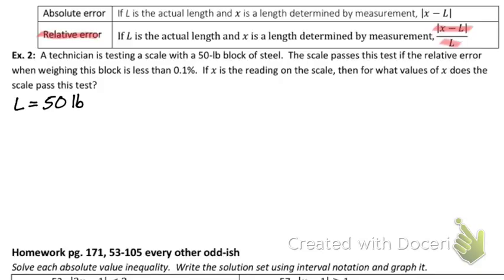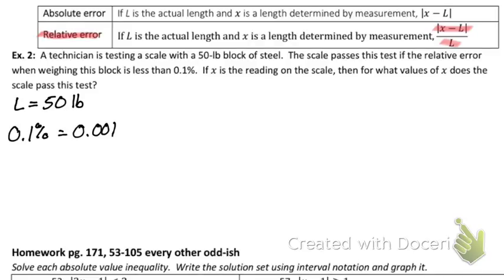0.1%. So picture this. I am weighing this 50-pound block, and as long as it's just a little bit over or a little bit under, my scale passes. If it's too far over or too far under, we throw it away. I don't know what we do with it. It just doesn't pass the test. And that test has to be within 0.1%. So let's rewrite 0.1% as a decimal. 0.1% is actually equal to 0.001.